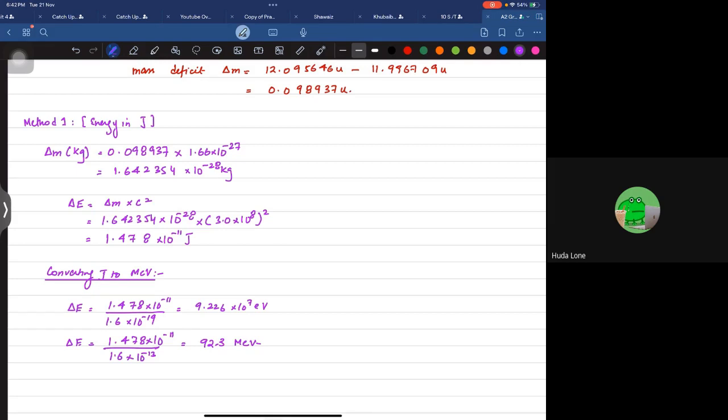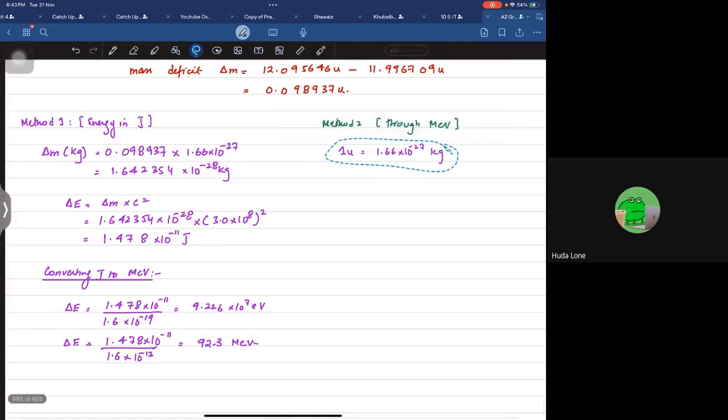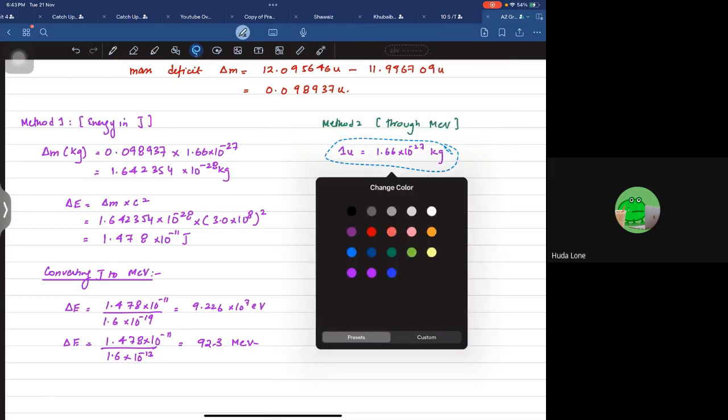All right, so this is the first way to go through this. The method two is quite easy, but that method is a bit trickier because they might change the value. I'll tell you how. So in method two, this is through MeV only. First of all, there is a small derivation that you need to do just to get a hold of it. So 1 U, I know, is equivalent to 1.66 times 10 raised to minus 27 kilograms. This is something that I'm doing as extra. This is not required in this question, but I'm doing it so that you guys don't miss it out.